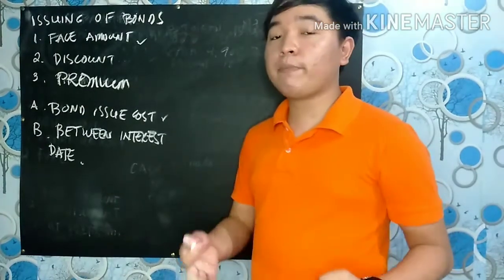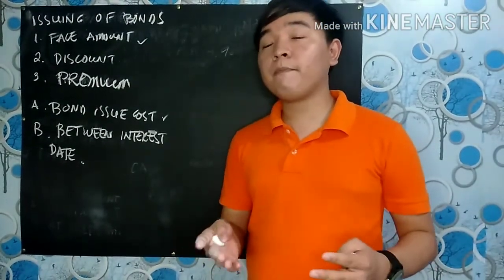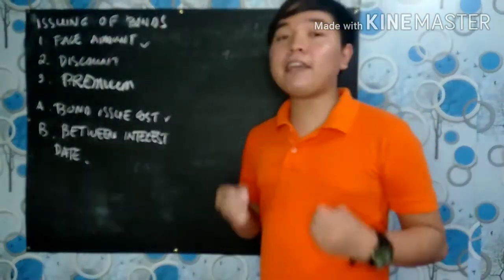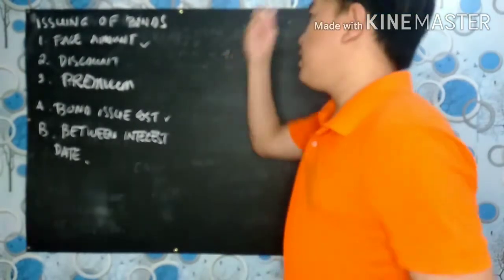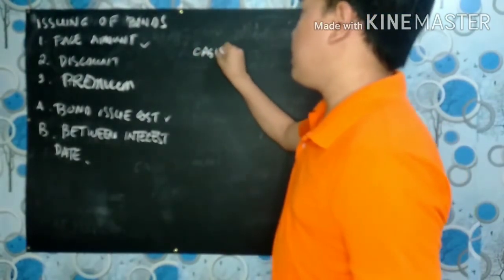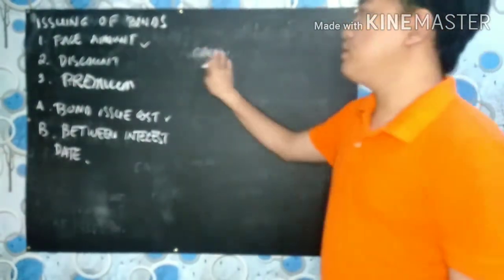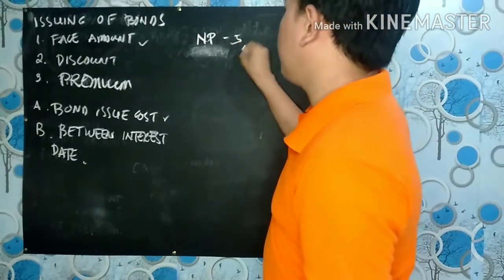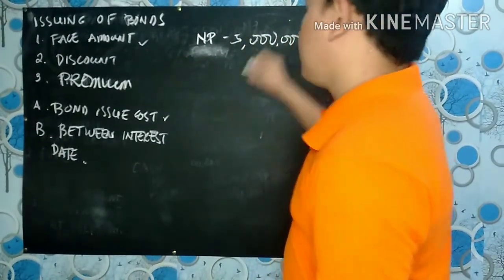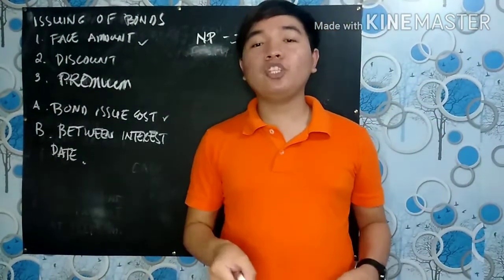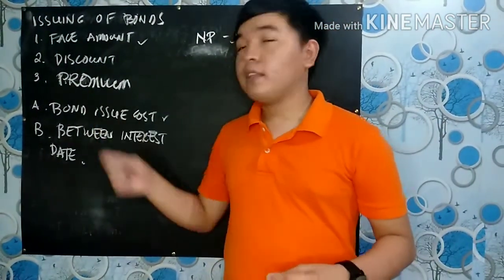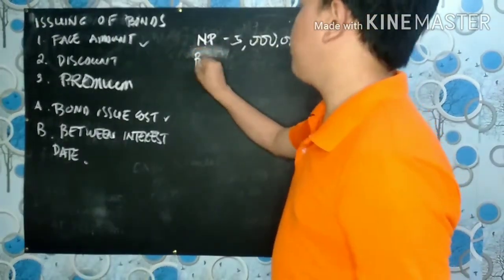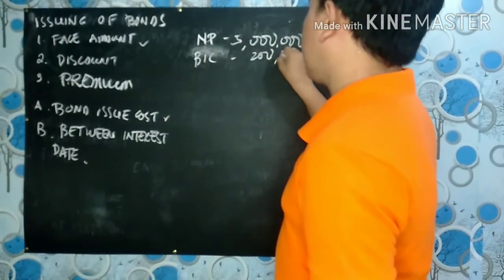Nag-issue tayo ng bonds sa investor, okay? Ang net proceeds natin is 5 million. Ang face amount ng bonds is 5 million. Wait lang. Ang net proceeds natin of issuing of the bonds is 5 million. However, meron tayong bond issue cost. Meron tayong expenses that are directly attributable to the issuing of the bonds na 200,000. So, bond issue cost na 200,000.